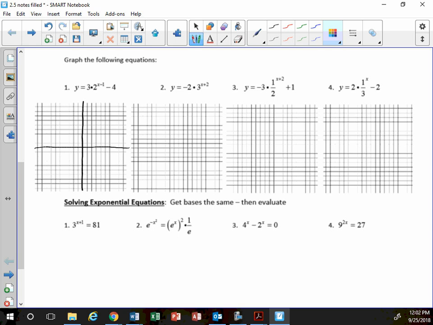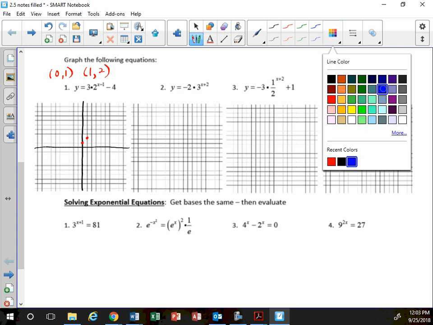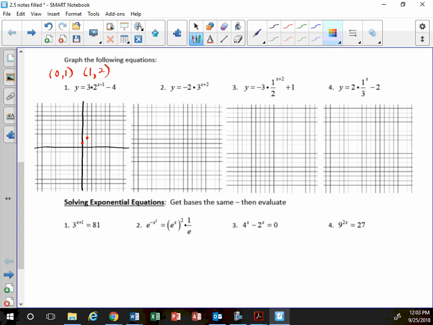I need to start with the point 0, 1, so I can plot that. And then 1, base. Well, what's my base this time? 2. Good. So I start with the point 1, 2. Okay, so we've got a couple of different transformations happening here. We have that 3 out in front. What does that do? Stretches vertically, horizontally. Vertical stretch by 3, and then we've got a couple of shifts, right? We're going right 1 and down 4.